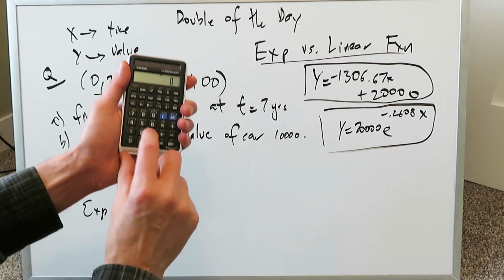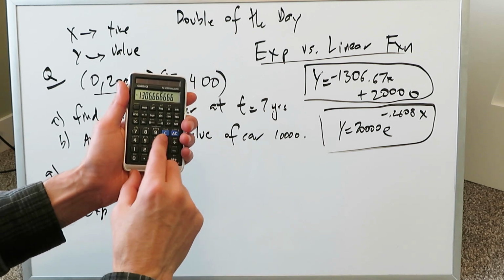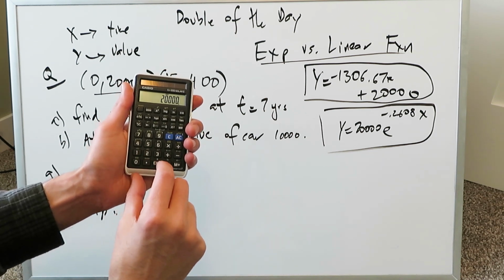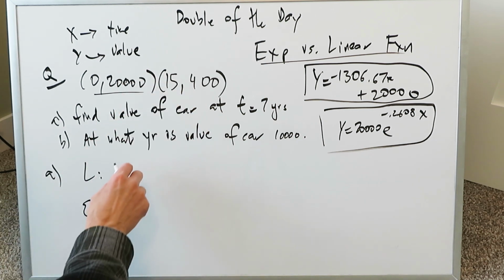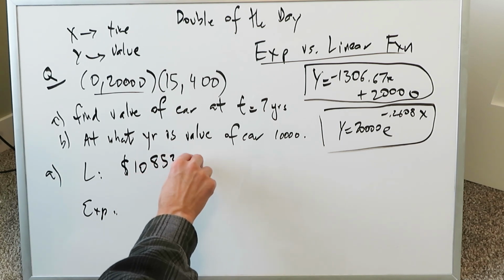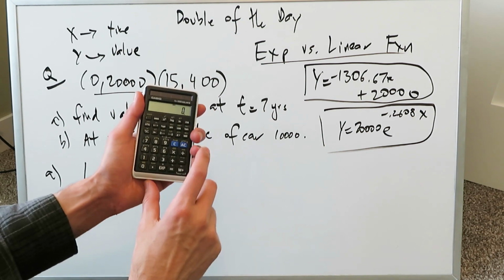Let's look at the linear equation. You have 1306.6666. This is the minus value times 7, your x value, plus 20,000, and you get a value over here of 10,853, and that'll be a value coming out of your linear equation, 10,853.33. Now do the same exercise here, but with regards to the exponential.